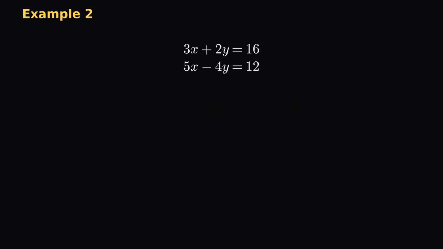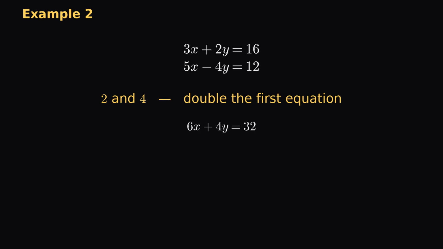Example 2. 3x plus 2y equals 16. 5x minus 4y equals 12. Nothing lines up yet. But look at the y coefficients, 2 and 4. 4 is double 2, so multiply the whole first equation by 2. 6x plus 4y equals 32. Now the y terms are plus 4 and minus 4. Opposite signs, so add. 11x equals 44.